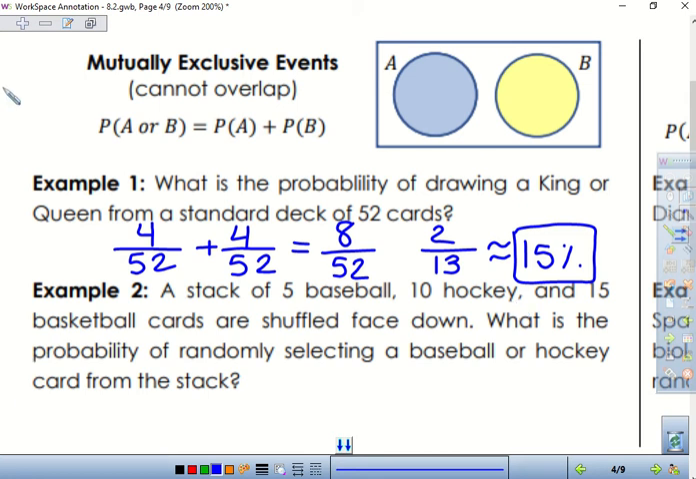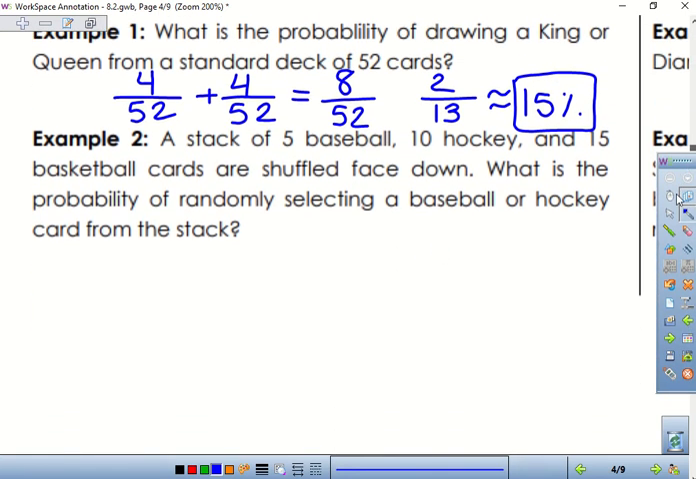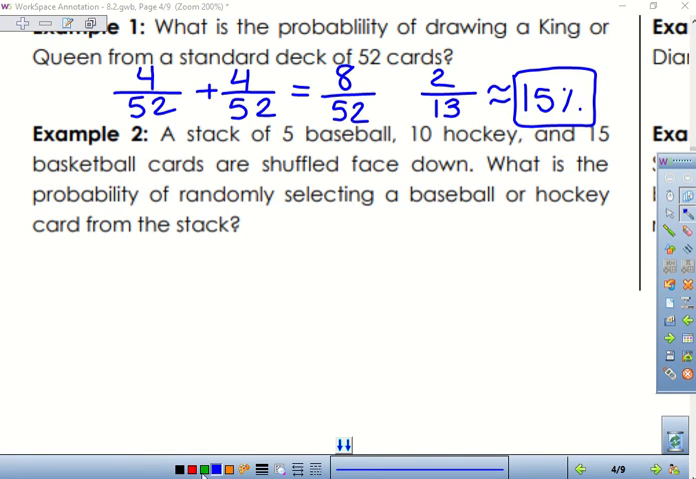All right, so let's move on to the next one. The next one is going to be baseball cards and hockey cards and stuff. So we have a stack of 5 baseball, 10 hockey, and 15 basketball cards, and they're shuffled face down. What is the probability of randomly selecting a baseball or a hockey card from the stack? So let's first do baseball. So what's the probability of selecting a baseball card?